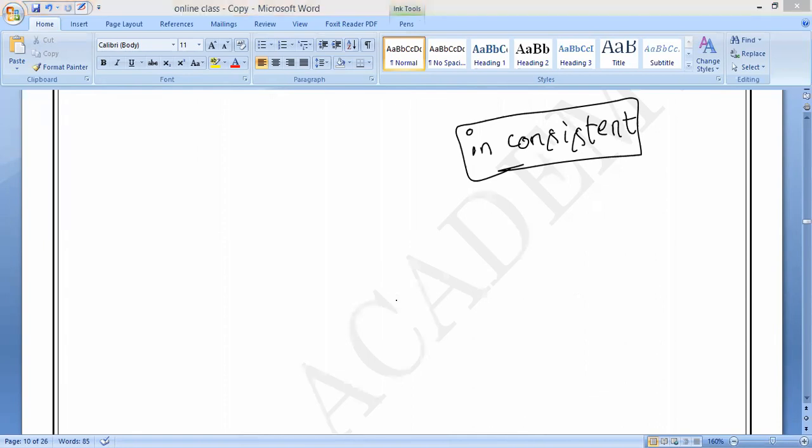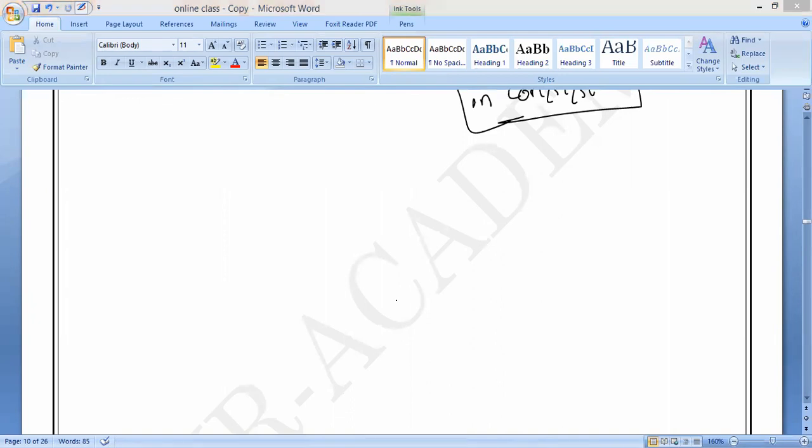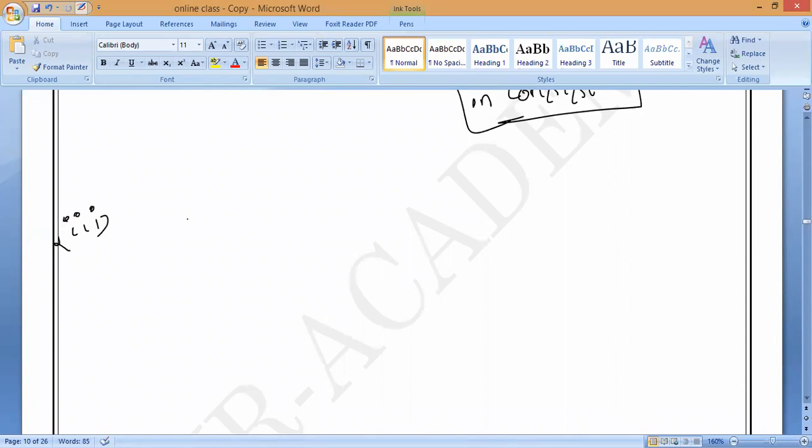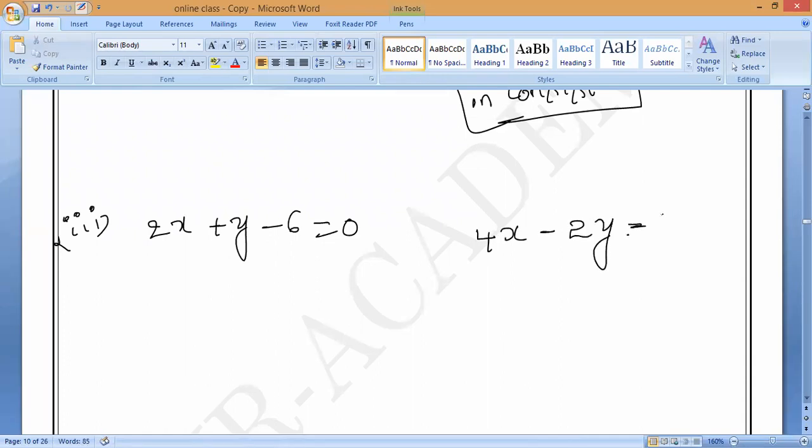Third subdivision. Say two equations. 2x plus y minus 6 is equal to 0. Next equation, 4x minus 2y minus 4 is equal to 0.